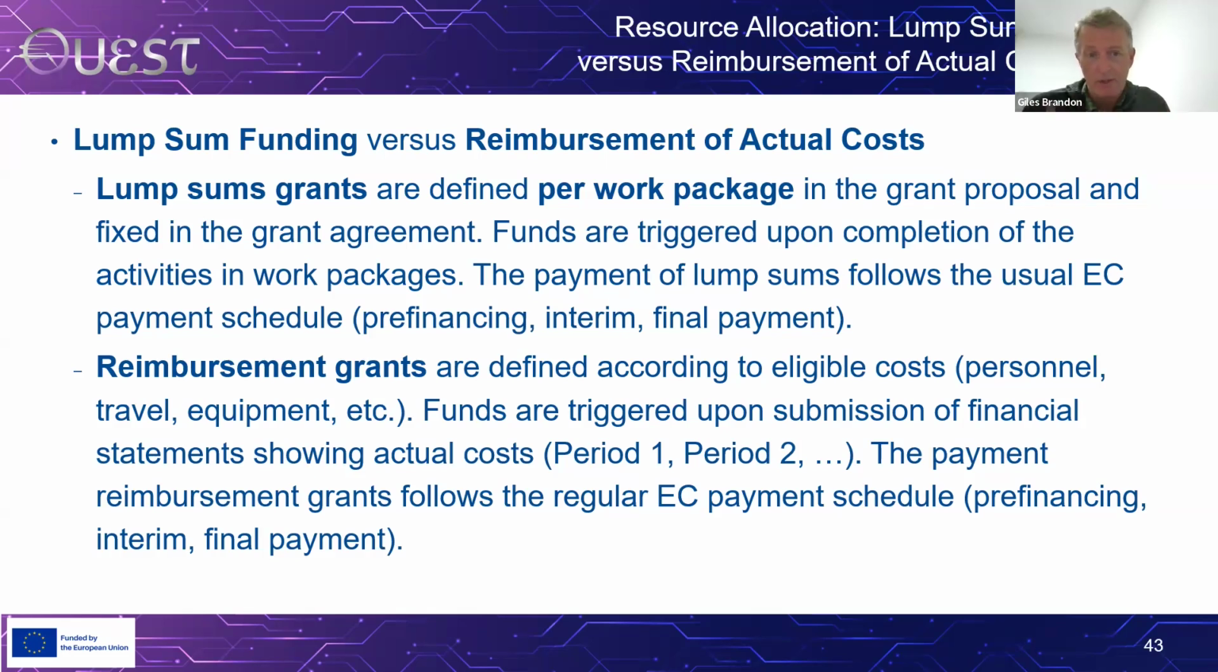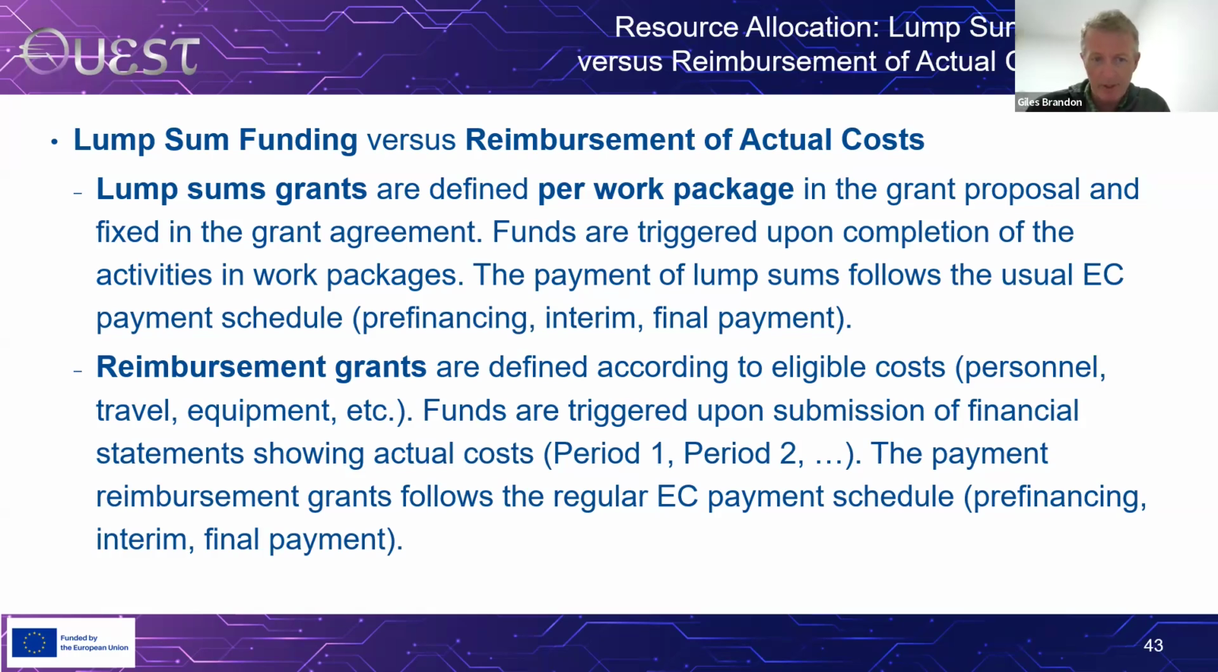Well, look, the lump sum grants mean that the budget that you have is defined according to each work package in your grant proposal and is fixed at the grant agreement stage. These funds are triggered upon the completion of the activities, the tasks, and the work packages. The payment of the lump sums follows the usual EC payment schedule. In other words, you have pre-financing, interim typically, and final payment. Sometimes you only have the pre-financing and the final payment.